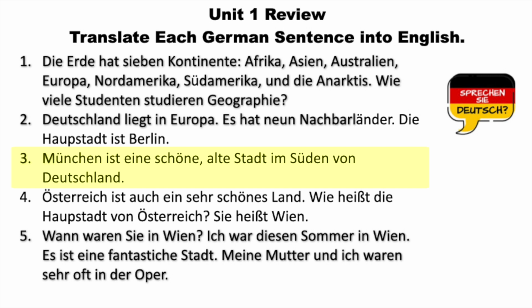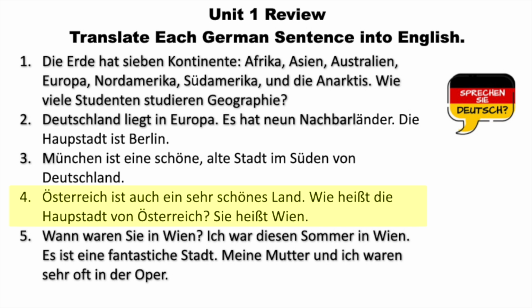But now we learn about another German-speaking country, which is not Deutschland. This is Österreich. Ist auch ein sehr schönes Land. Wie heißt die Hauptstadt von Österreich? Sie heißt Wien. So we learn now that Austria is also a very beautiful country. Sehr is very. Österreich ist auch ein sehr schönes Land. We know that this is following after Germany because we see auch, which means also.